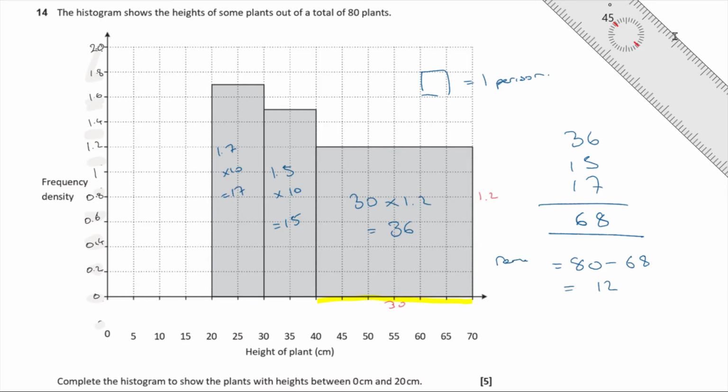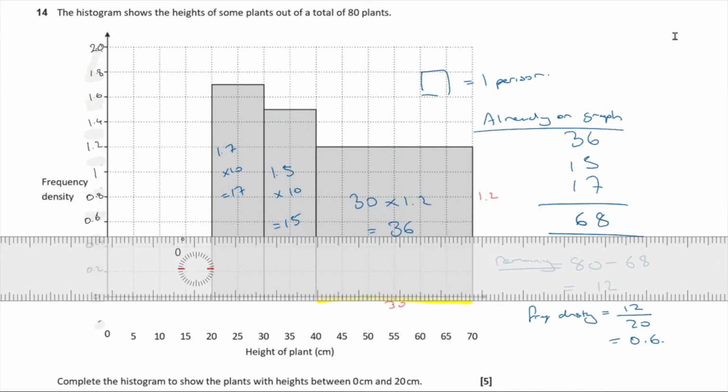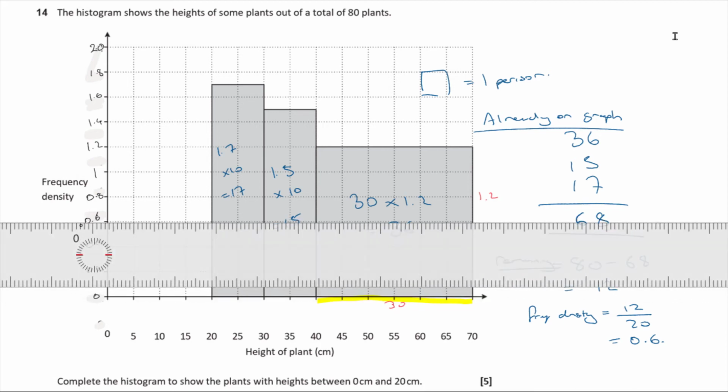So remaining, and this is already on the graph, remaining is 12. So we need to draw 12 people on our graph. Now the width of our bar is 20 and we need to represent 12 people. So frequency density is frequency divided by class width. It's going to be the frequency of 12 divided by our class width of 20. So what's 12 divided by 20? That gives me a frequency density for this bar of 0.6. So our first bar has to have a height of 0.6. So the bar is going to look like this. Okay.